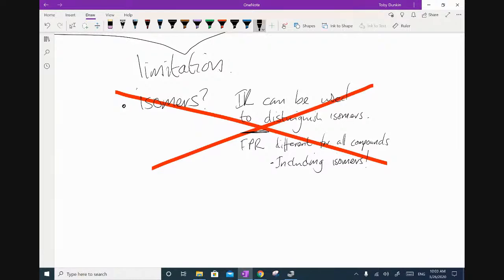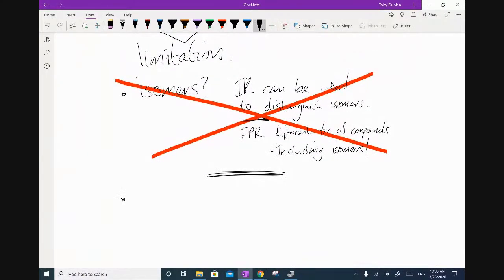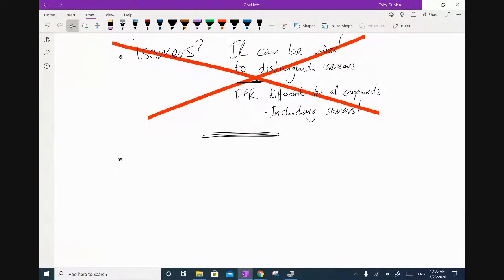You need the note though, by the way. I've given you that for a reason. They've done that in a question. So the limitation: it can detect isomers. FPR is different for all compounds, including isomers. It can tell the difference. It can't detect compounds not in the database. Ivan, good answer. Well done.